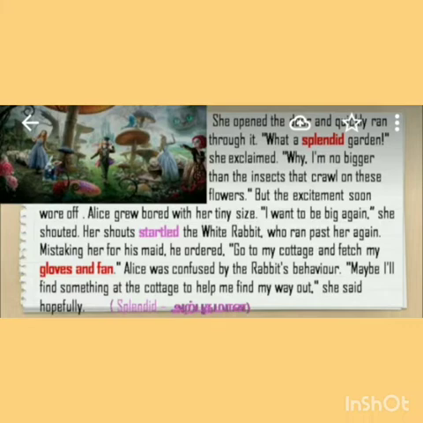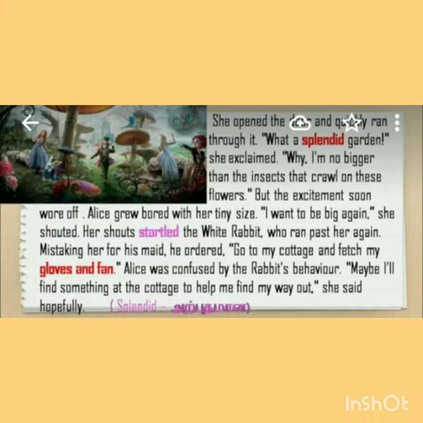Alice was confused by the rabbit's behavior, she was totally confused. Why is it ordering me? Alice was confused. Maybe I'll find something at the cottage to help me find my way out, she said hopefully. Hopefully means with hope. If I go to the cottage, something may change. I may get some clue and escape from here. Okay, now she is going to the cottage.